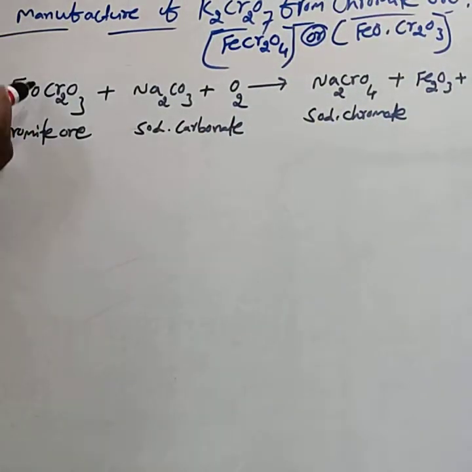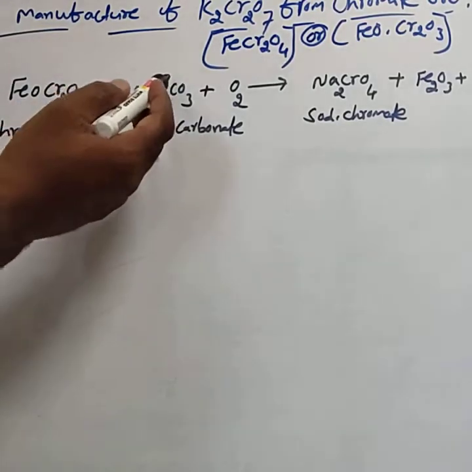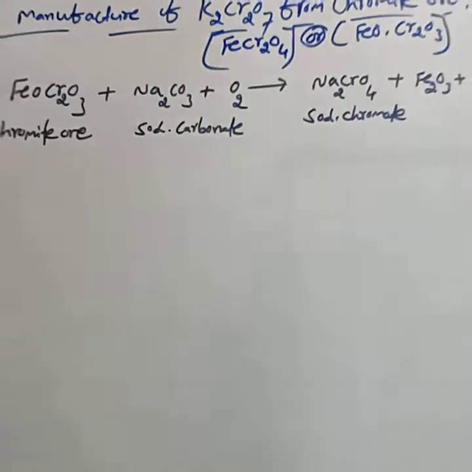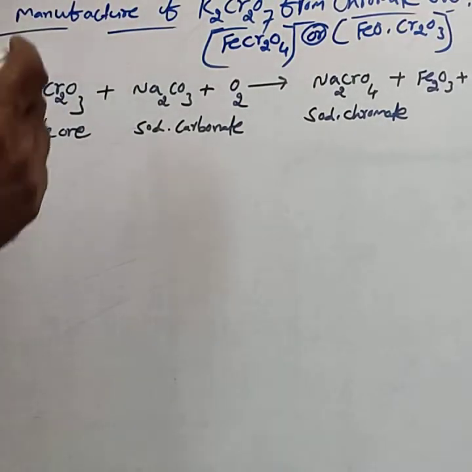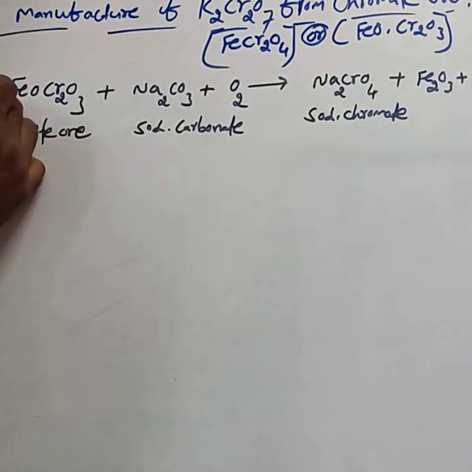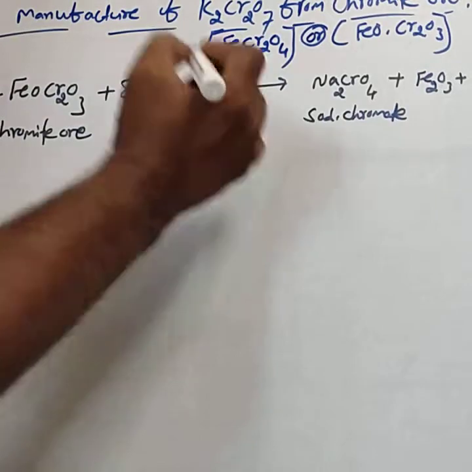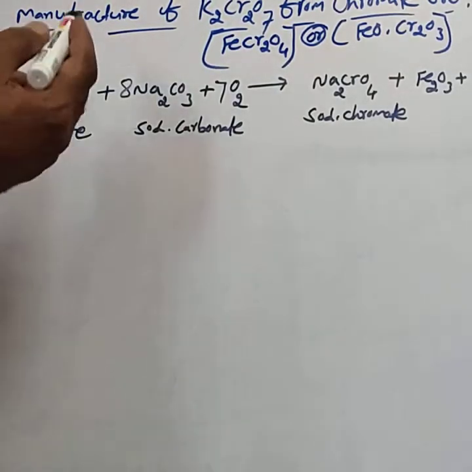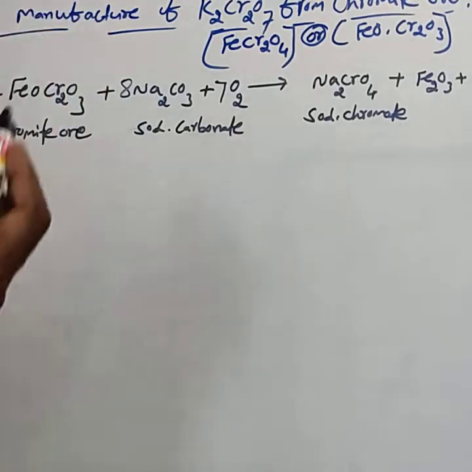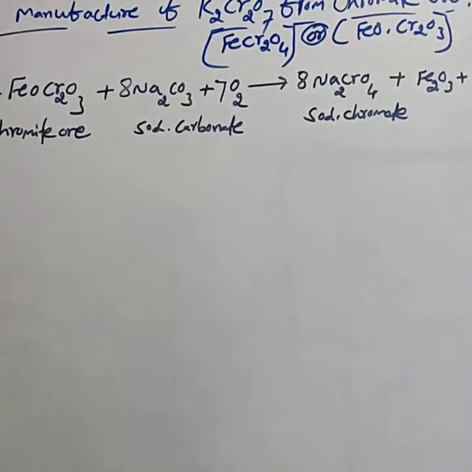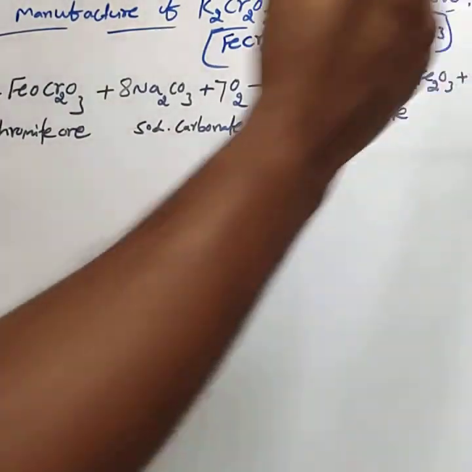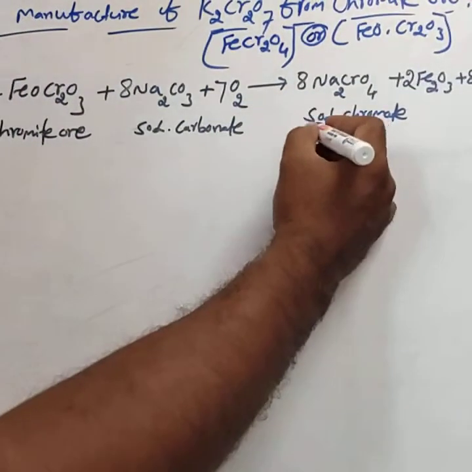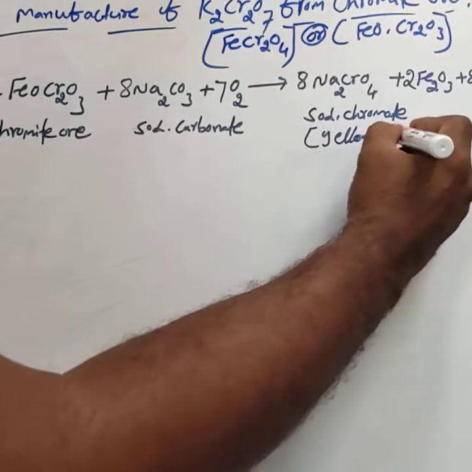This is the first step: powdered chromite ore treated with sodium carbonate and heated in the presence of air, and sodium chromate is formed. You have to balance this equation. To balance, remember these three numbers: 4, 8, 7. 4 for the chromite ore, 8 for the sodium carbonate, 7 for the oxygen. By using these reactant coefficients, you can balance the product coefficients: 8 Na2CrO4, 2 Fe2O3, and 8 CO2. Sodium chromate is a yellow solution.